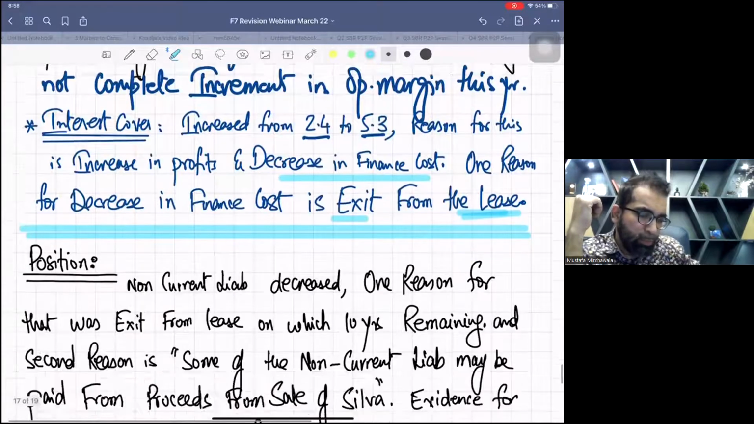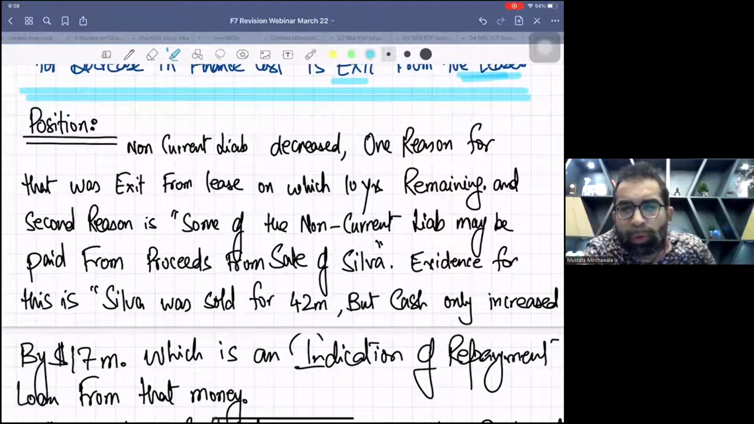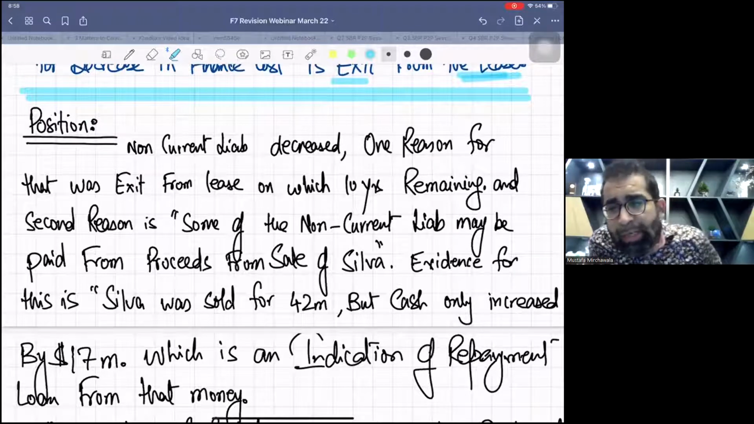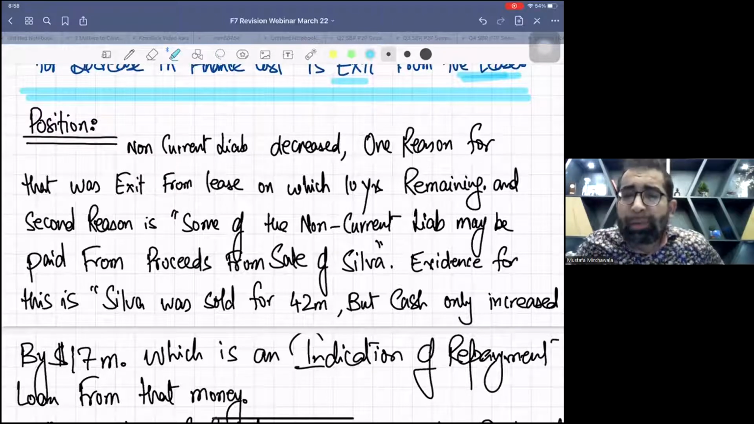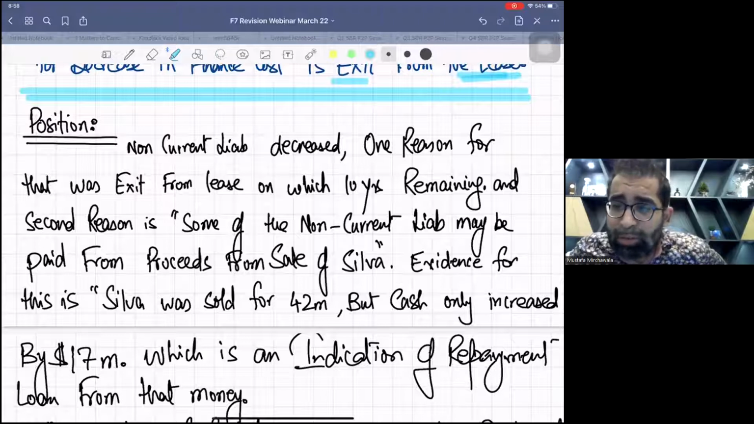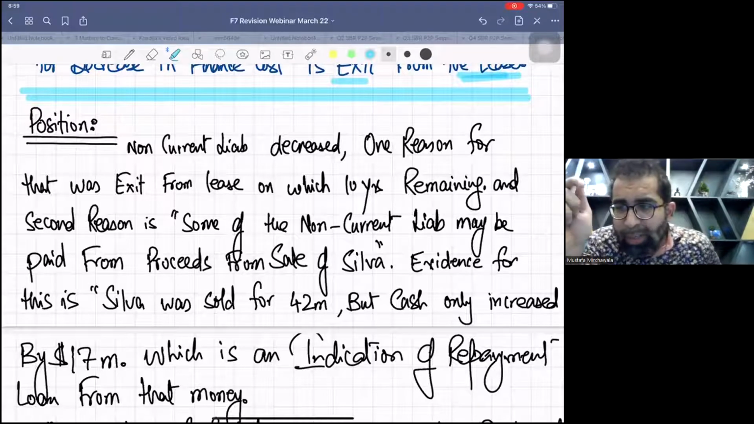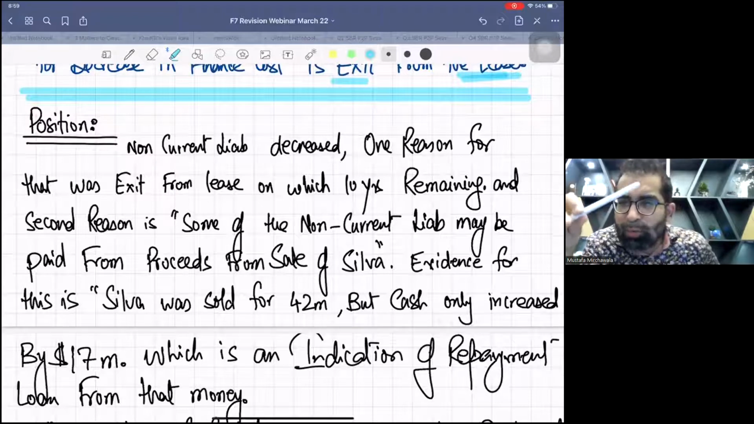Now the next thing is position. From the position point of view, go and check the SOFP. As a student, you may ask, sir, can we calculate gearing? No, you don't have data. You don't have equity or anything like that, so you are not able to calculate gearing. That's why I have also not calculated the gearing. But yes, the non-current liabilities went down by 21 million, from 61 million to 42.